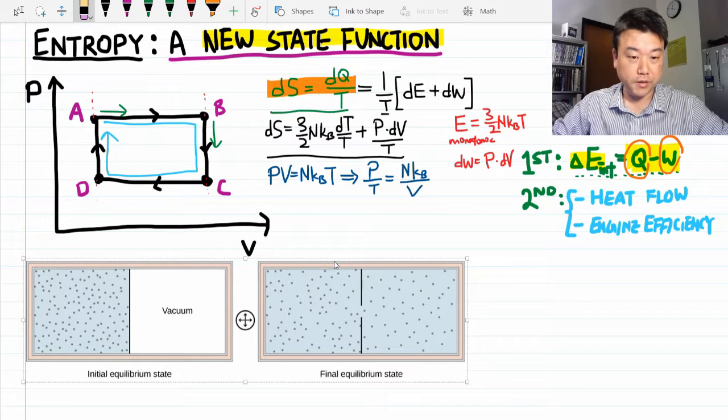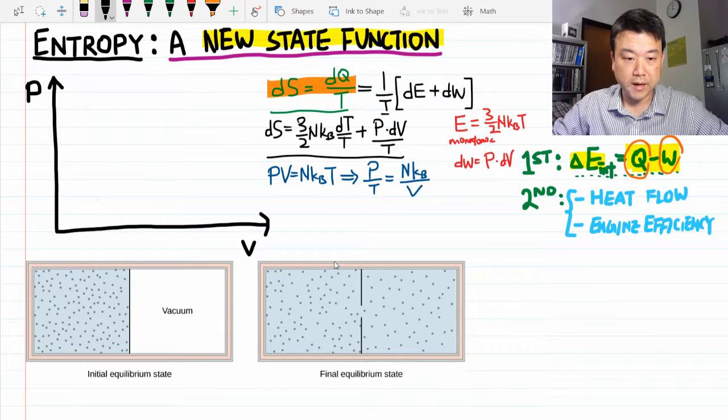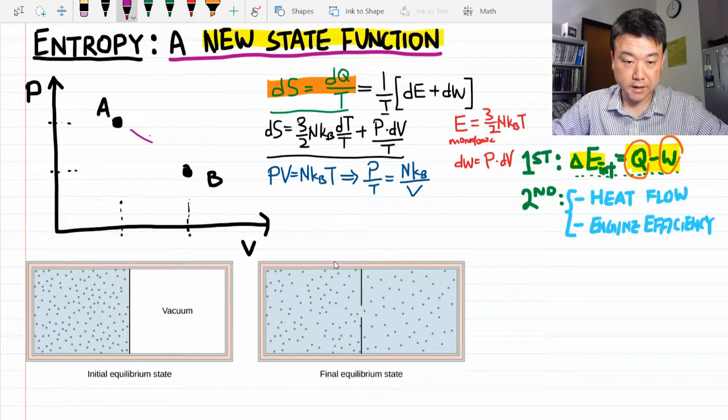So let me draw the PV diagram of this free expansion here. You start out at some state, some pressure and volume. After the partition is removed, the volume doubles. And as we discussed before, the temperature doesn't change. So that must mean pressure halves. So the state of the gas ends up at somewhere around here. Alright, so that's the change that takes place.